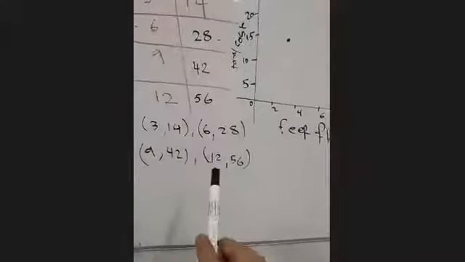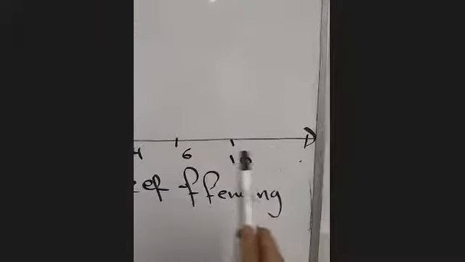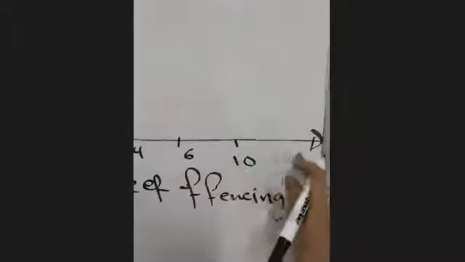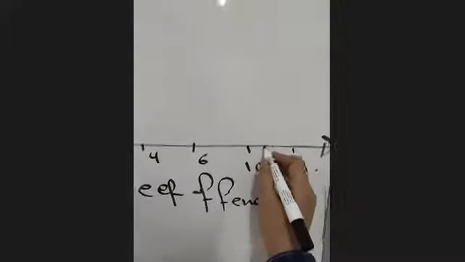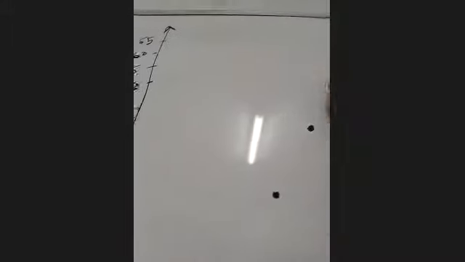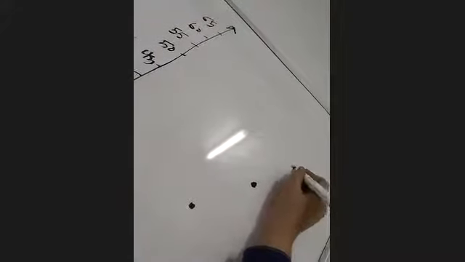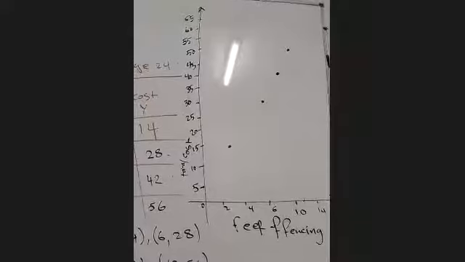And the fourth point is 12 and 56. There is no 12 here, so the 12 can be here, for example, because after 6 and 10 comes 14. And 56 is more than 55, so go up a little higher than the 55. See, guys? This is our graph. Any questions?